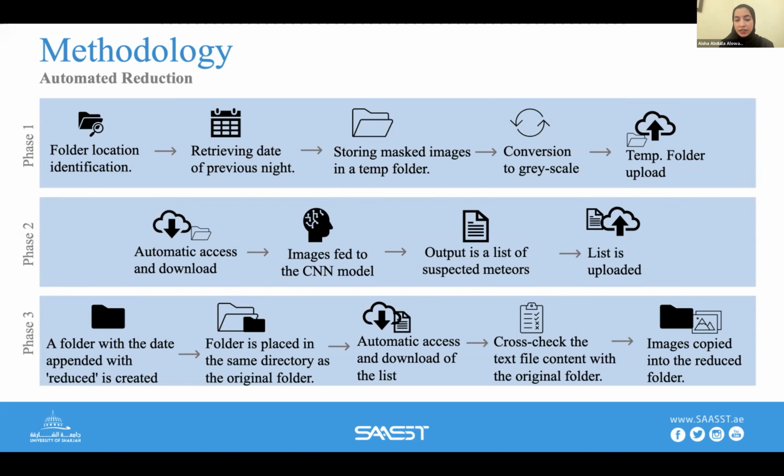For example, yesterday's file of Al-Yahar contained about 1,300 images, but the reduced version contained about 240 files. Yes, there are false detections in the reduced folder, but at least no meteor has been missed so far. So this greatly reduces the time to filter out meteors.